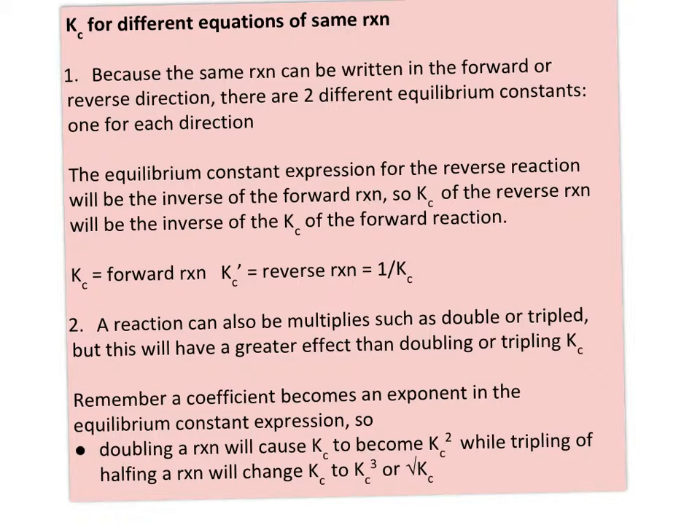And then a reaction can also be multiplied, or be multiples, such as double or triple. That also has an effect on the Kc. So since a coefficient becomes an exponent, if you double a reaction, then you should square Kc. If you triple the reaction, you would cube Kc. While if you halve a reaction, you would take the square root of Kc.